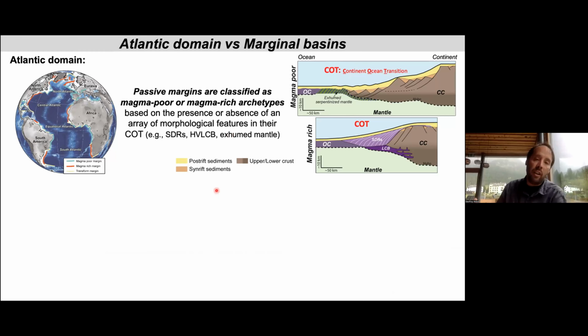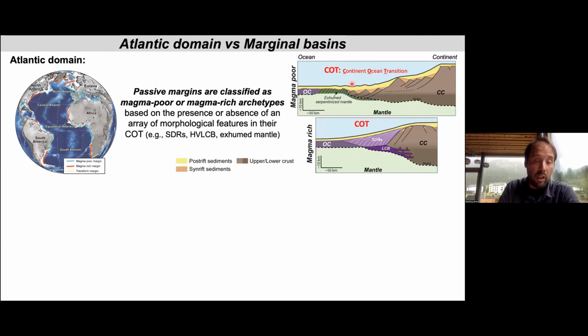On the other side, you have what we call magma rich or volcanic margins, and in that case you have rifting still associated with a large emplacement of magmatism, the so-called SDR, seaward dipping reflectors, that are subaerial lava flows, with a deep, high velocity, lower crustal body, often interpreted as gabbroic intrusions. So these are two different continent-ocean transitions associated with two different crustal architectures.